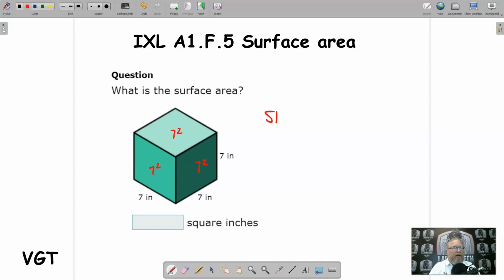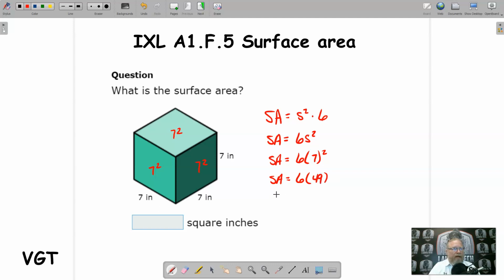So I'll say SA for surface area is going to equal the side length squared multiplied times 6. Well, I would prefer to write this as surface area equals 6 times the side length squared, in which the exponent 2 only applies to the side length. So let's plug in our values here. Surface area equals 6 times the side length, which is 7, and we want to square that. So surface area equals 6 times the value of 7 squared, which is 49.